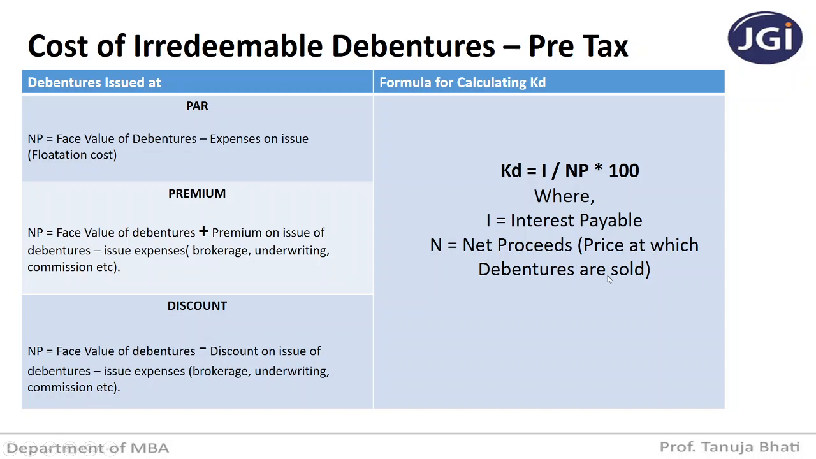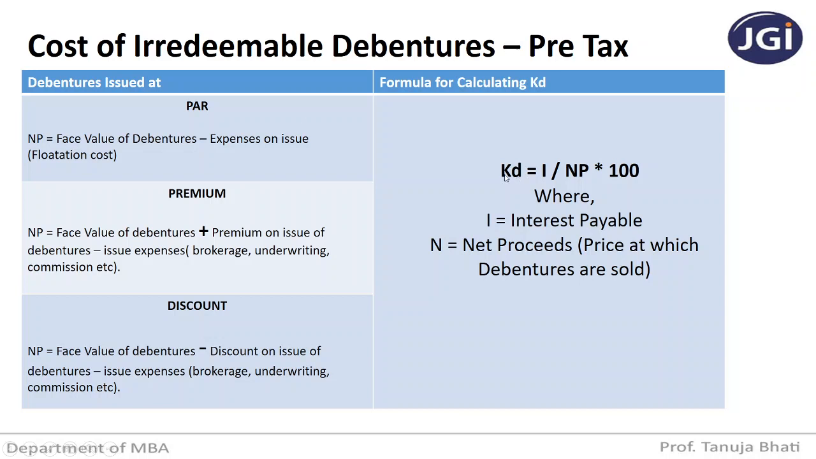Now already in our previous slides I told you all that debentures can be either sold at par, premium or discount. Okay, into 100. Always remember, cost of debentures, let it be redeemable, irredeemable, let it be pre-tax, post-tax, it is always to be denoted in percentage. That is the reason we are multiplying this by 100. In every formula ahead also you will see it is into 100 because we are deriving the cost in terms of percentage. And here Kd stands for cost of debentures.